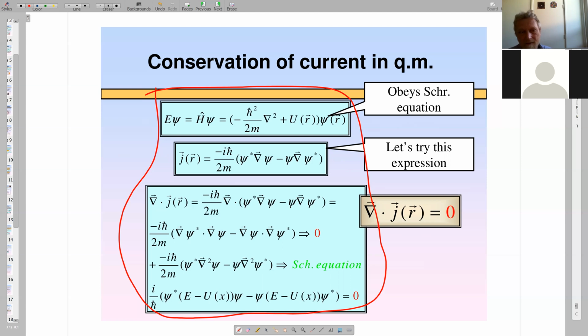So how does it go? They say there is a wave function which obeys the Schrödinger equation of this kind. And let's try the following expression to represent the probability current. It's made of two times the wave function and the gradient operator. Gradient because current is velocity, velocity is momentum, momentum is a gradient.